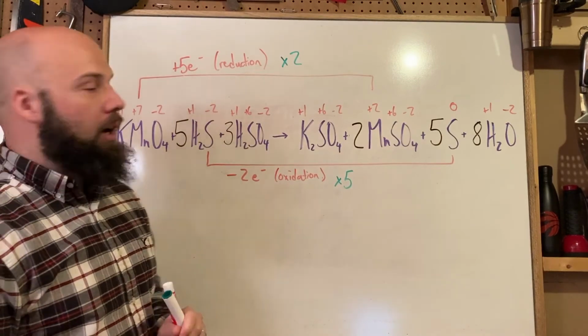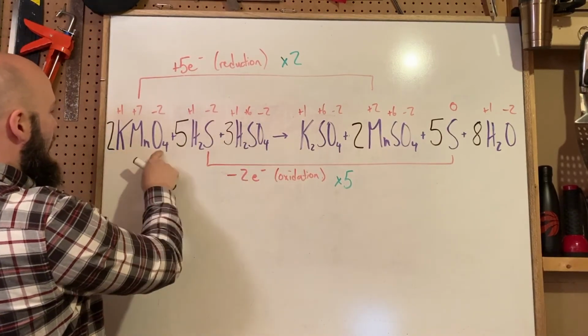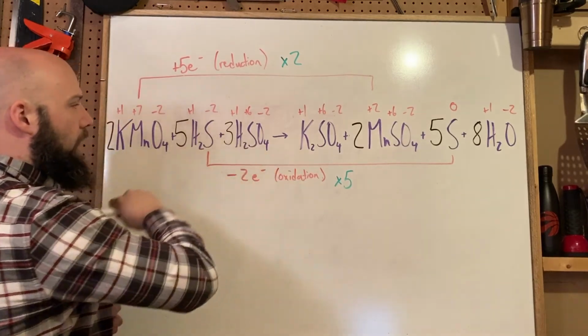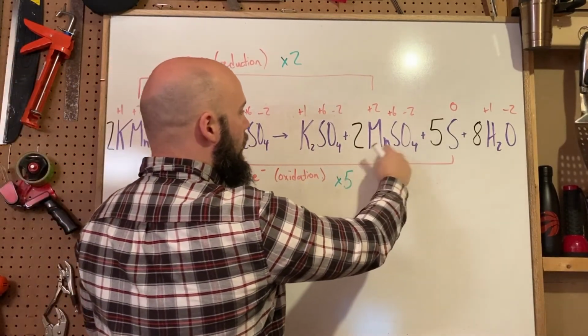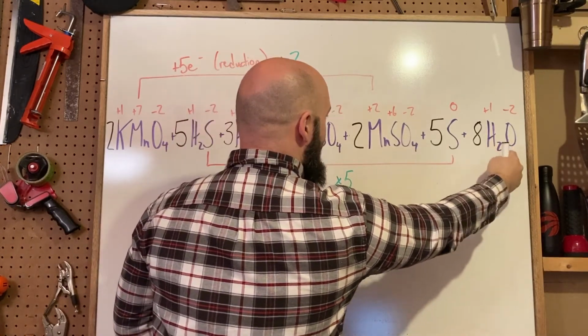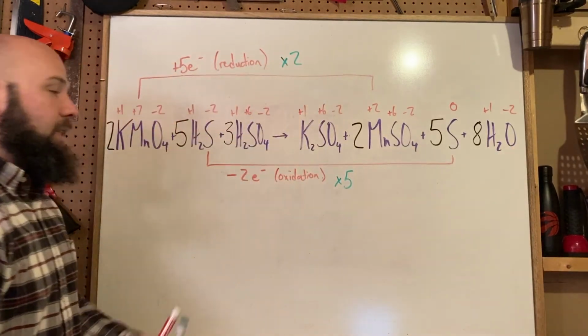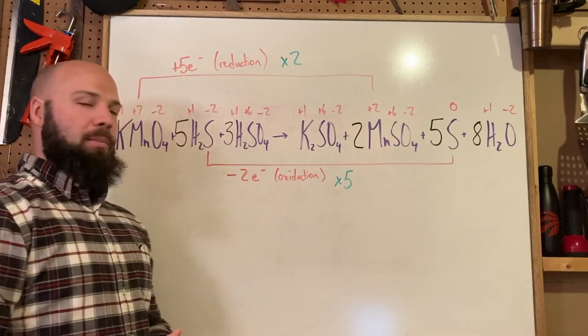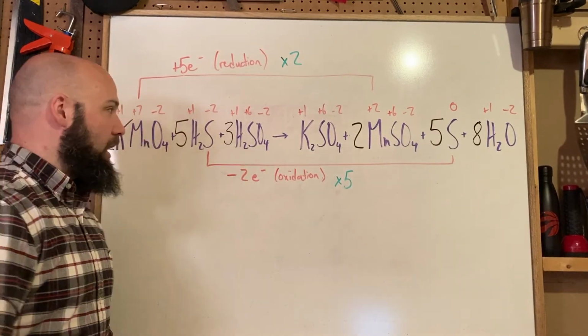And then we got to check our oxygens. Here you have 8 plus 12, so 20 total as a reactant. 4 plus 8 is 12, plus 8 is 20, 20 as our product. And that is our final balanced chemical equation using the oxidation number method.